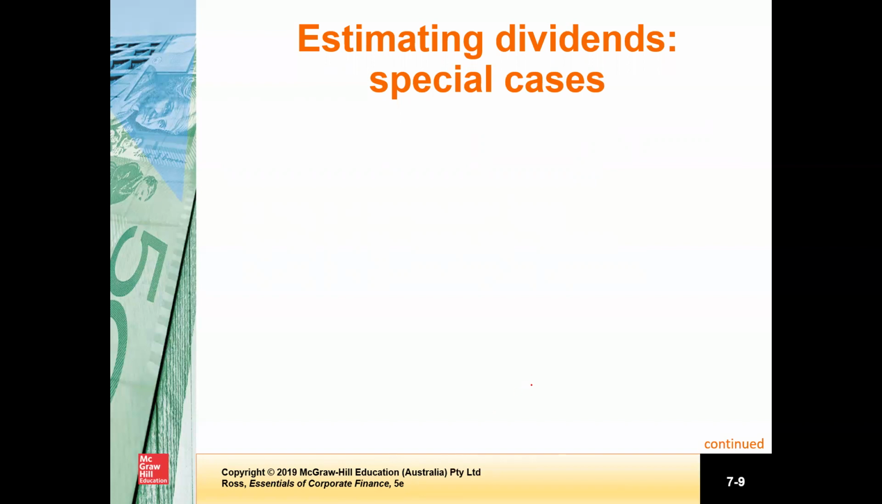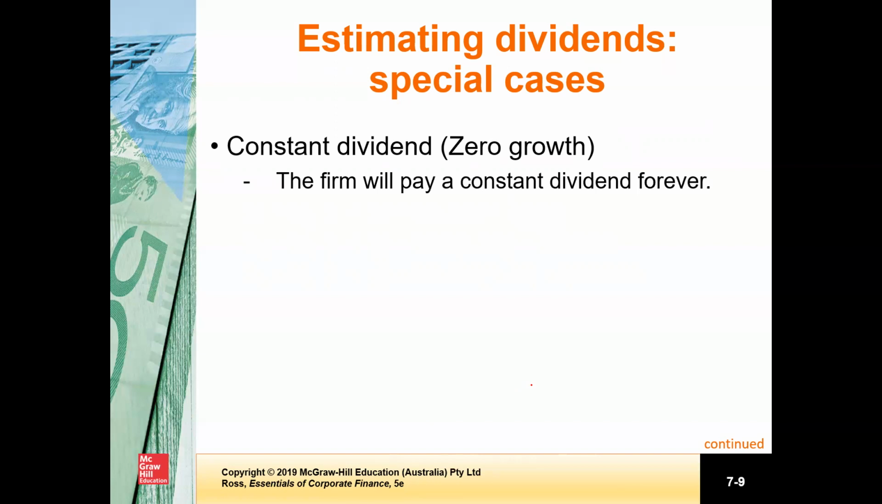So to estimate dividend, we need to make some simplifying assumption about the pattern of the dividends. The simplifying assumption could be constant dividend or zero growth. The next one will be constant growth, and the last one is non-constant growth.